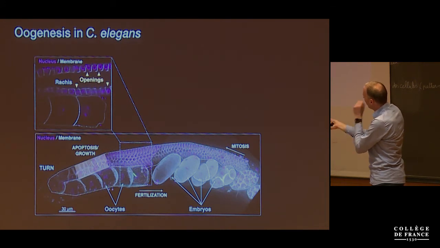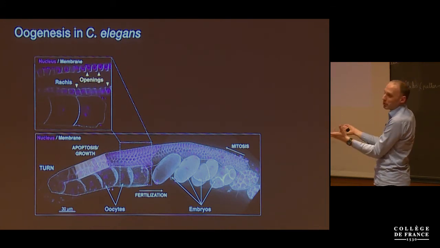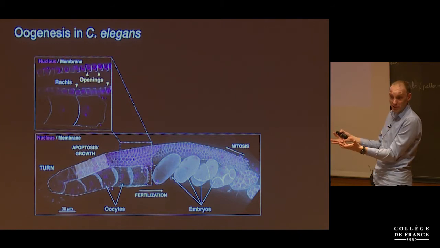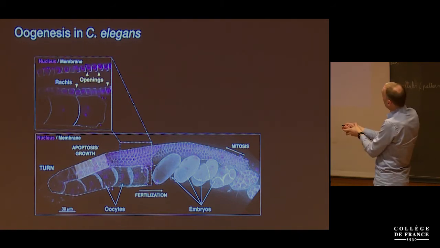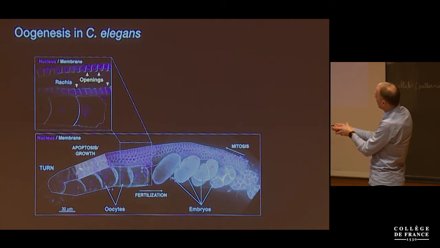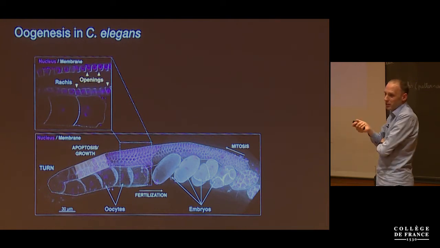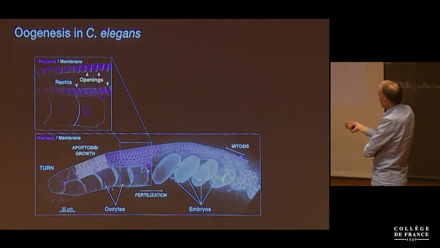And then there's this interesting zone where apoptosis happens. Lots of germ cells die, and other germ cells grow. And the ones that grow, they go around a turn, and they become huge. You see, there's a huge increase in volume. And these are then fertilized.